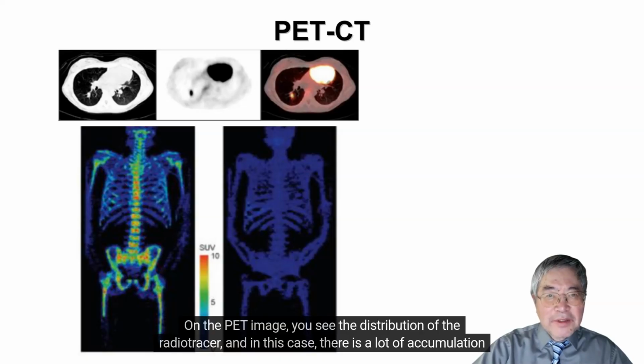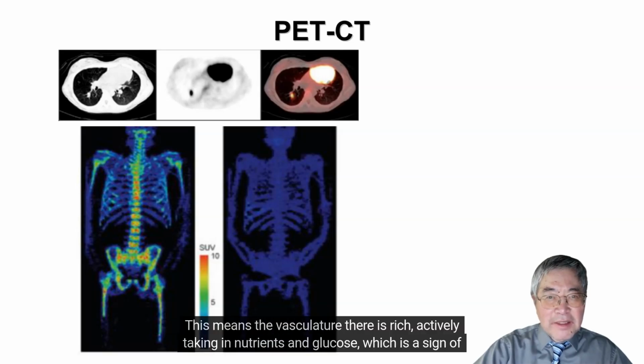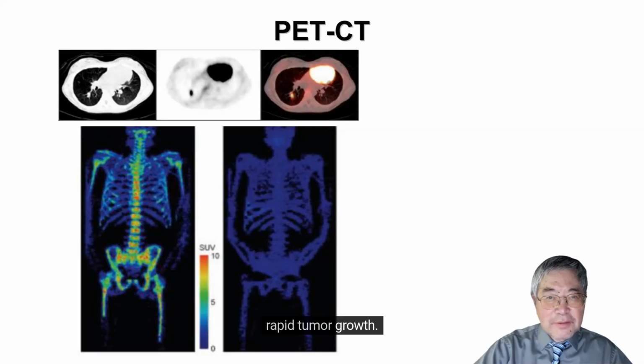On the PET image, you see the distribution of the radiotracer, and in this case, there is a lot of accumulation in one organ. This means the vasculature there is rich, actively taking in nutrients and glucose, which is a sign of rapid tumor growth.